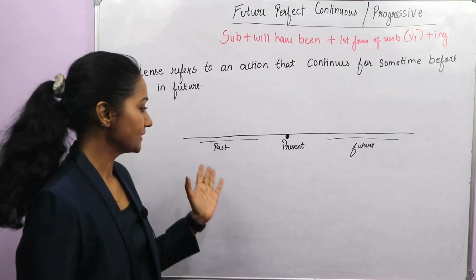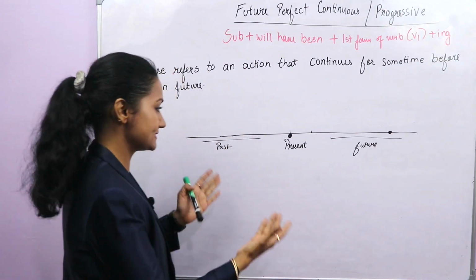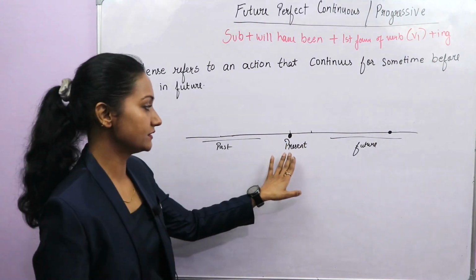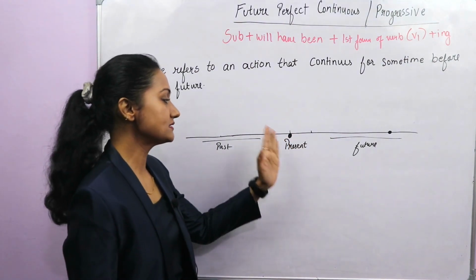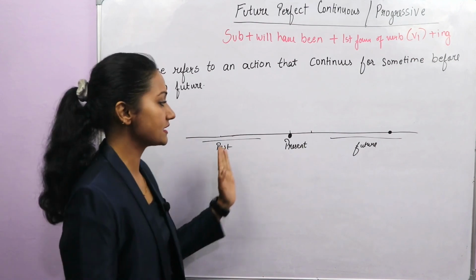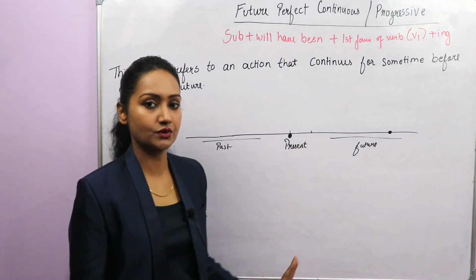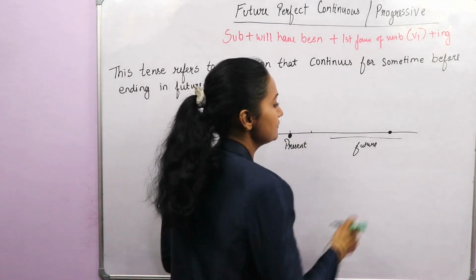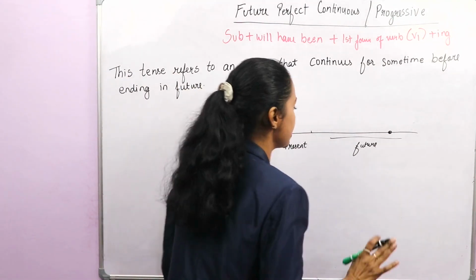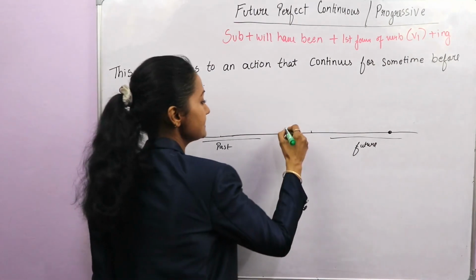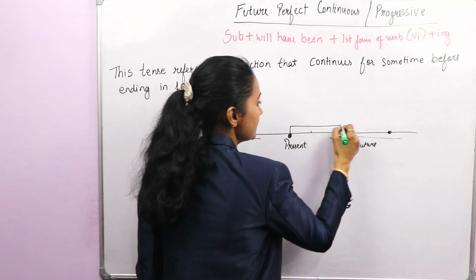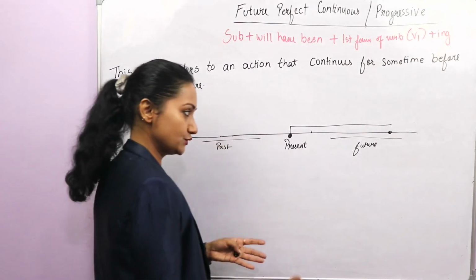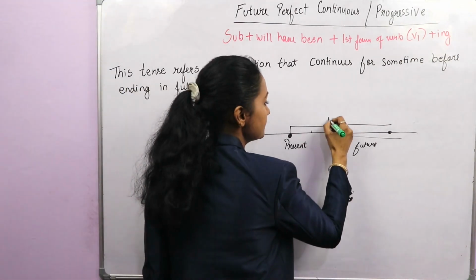Let's understand it with an example. We have a timeline here. This is present, anything before present is past, and anything after present is future. Now imagine that we have a specific time in future. Now an action starts in present and continues till a specific time in future. So this is a duration.